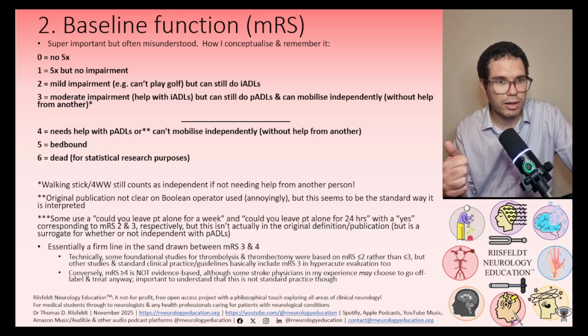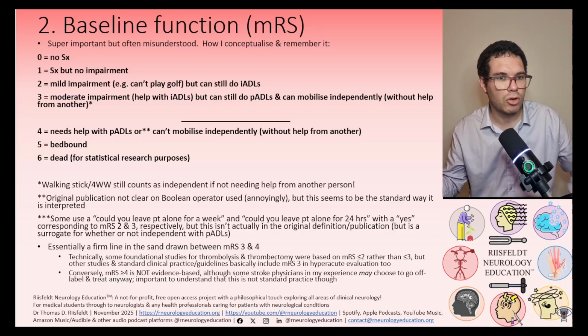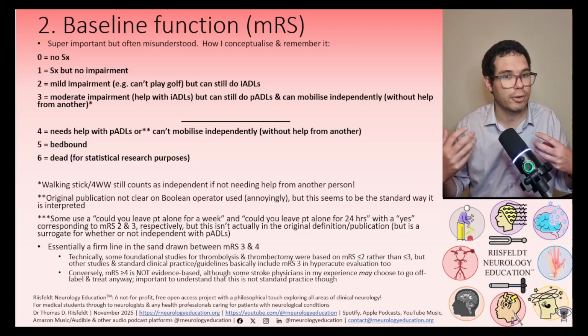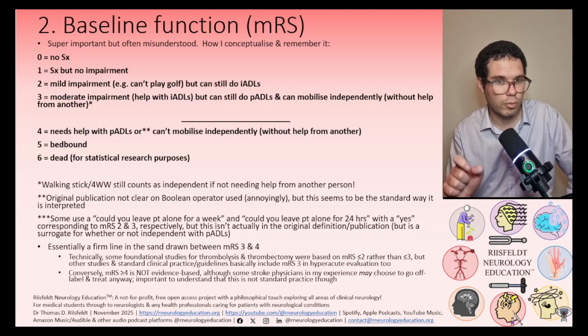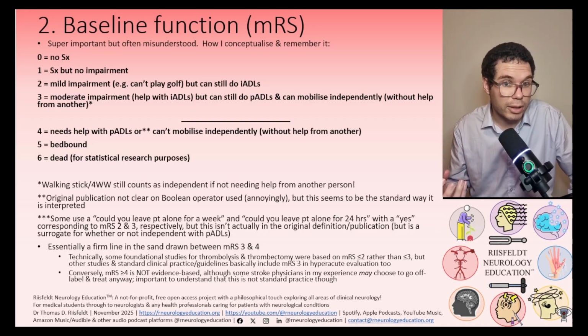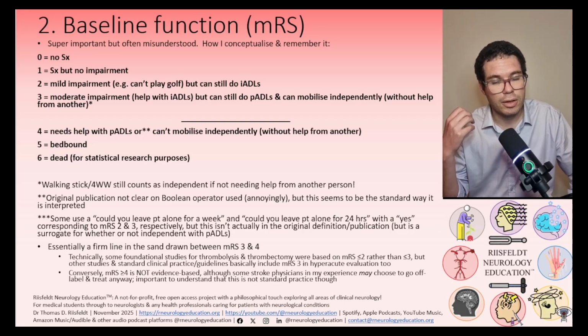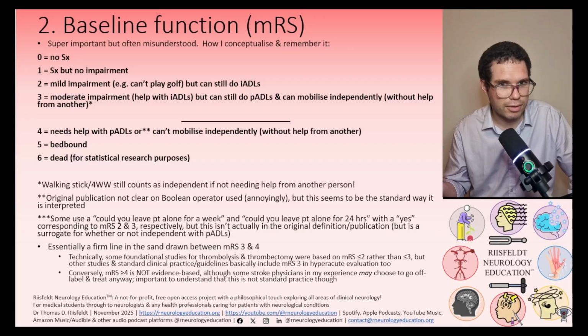So, 0 is you don't have any symptoms at all. 1 is you have symptoms, but there is no functional impairment. 2 is there is mild impairment in that the patient may not be able to do all of their hobbies and all of their previous activities, but they can still do their activities of daily living, including their instrumental activities of daily living. So, what do I mean by that? They can do their instrumental activities of daily living, so they can still go to the bank, manage their finances, do all those things, but they can't do all their hobbies.